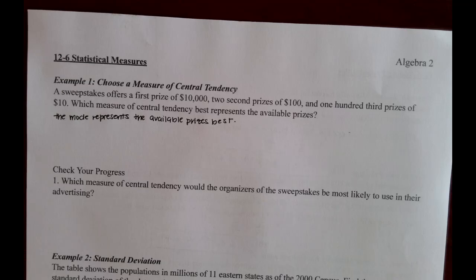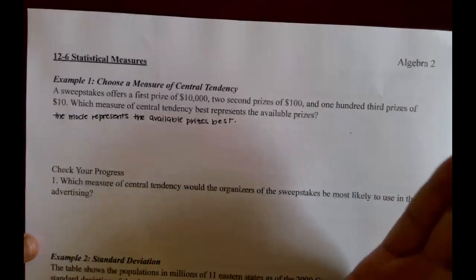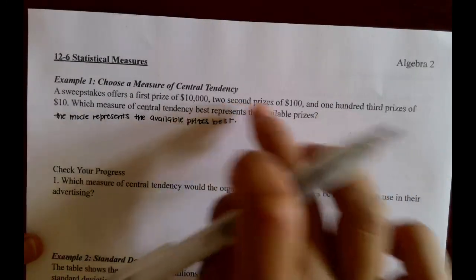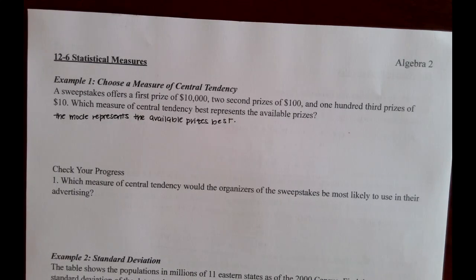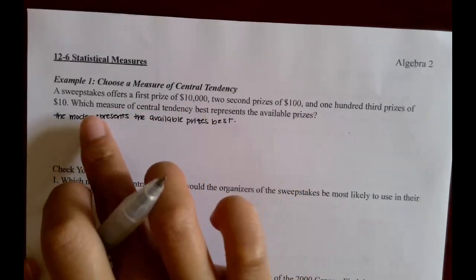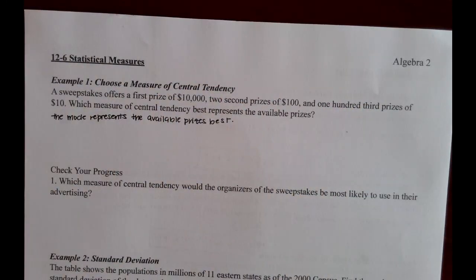Note why. We could have chosen median as well. Mode is the answer because $10 shows up the most. There are 100 of those compared to only 2 of the hundreds and only 1 of the 10,000s. The mode is what happens the most. Note that the median will also be $10, but to say that that's the middle is true, though kind of misleading. And if we use the average, because 10,000 is so much above 10, it will push the average higher than it really is.